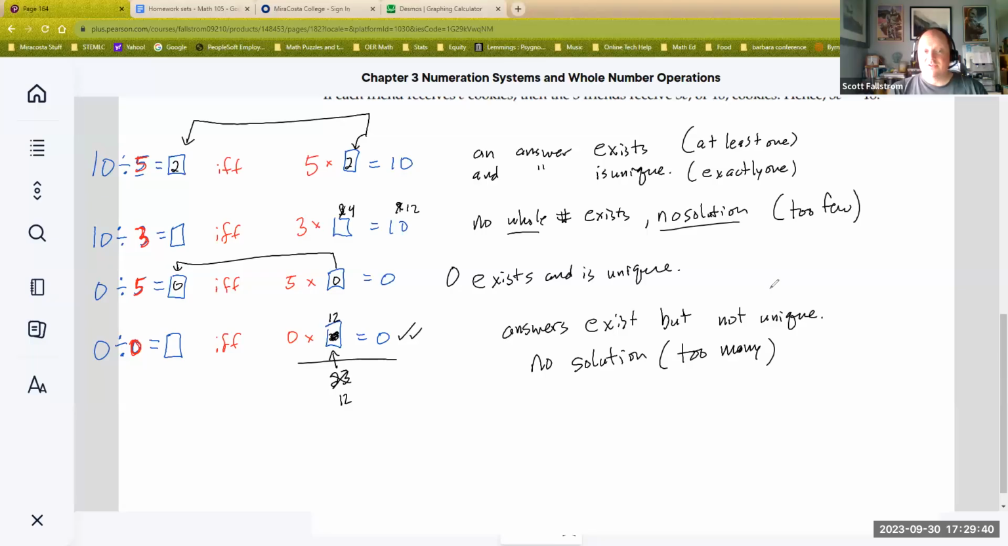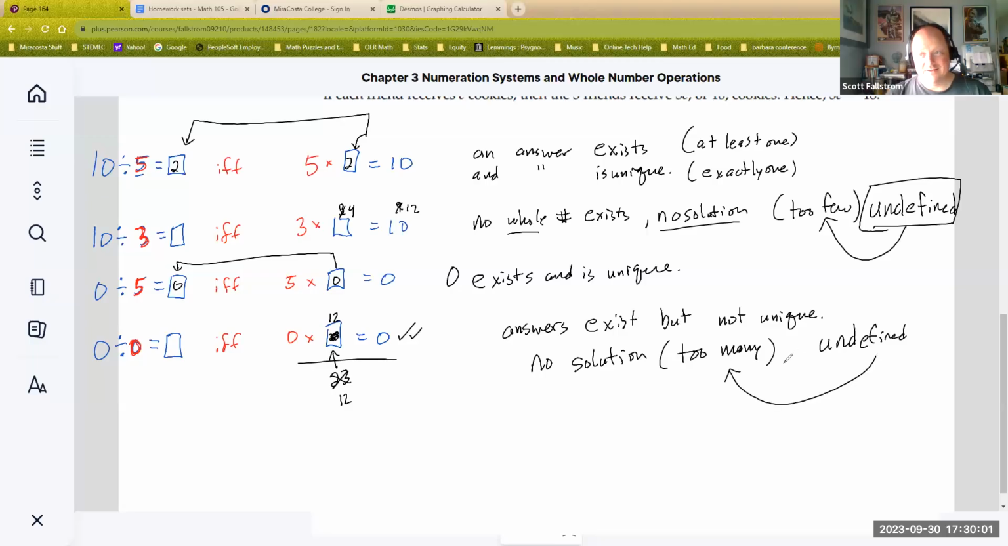Okay. Now, other times in a textbook, you might say, hey, this falls outside of the definition. So the term might be undefined. Okay. But just remember, one of them is undefined because there is no solution. The other type is undefined because there's too many solutions. Okay, so 0 divided by 0 is different than 10 divided by 3, something along those lines.